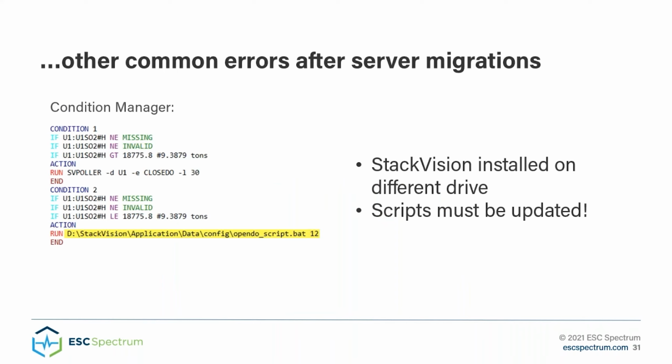Okay. Another common error we see after server migrations is if you have a condition manager step in your ProcessNow sequence that calls out a script to be run, and the script was not moved over from the old server to the new server, your condition manager step will fail just because it doesn't know exactly what to be run. All you need to do for that is to copy the scripts from the old server over to the new server, make sure they're installed in the correct drive, and you should be good to go from there.